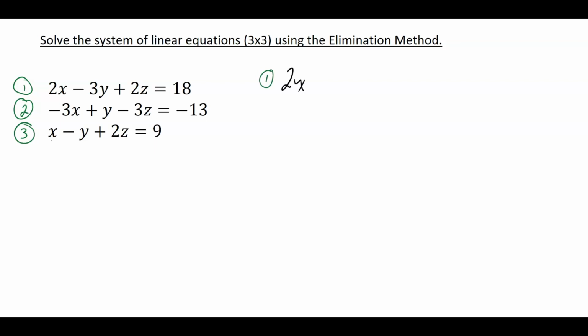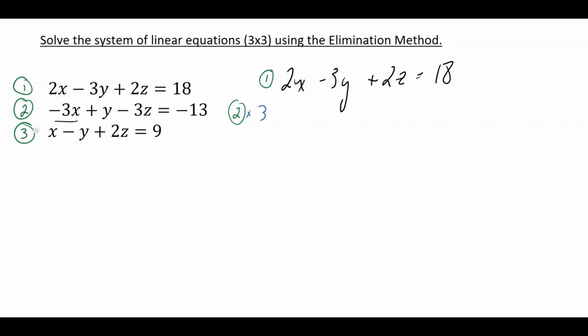That is 2x minus 3y plus 2z equals 18. Now the second equation does require a little bit of work. We need to multiply by 3, right? So we have to multiply each term by 3. That's equation 2, and it's going to get multiplied by 3.